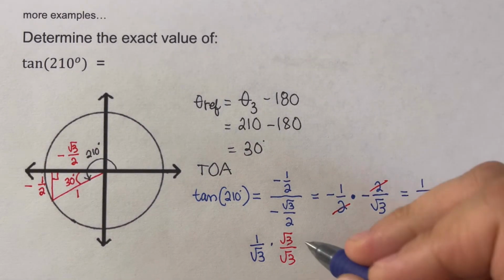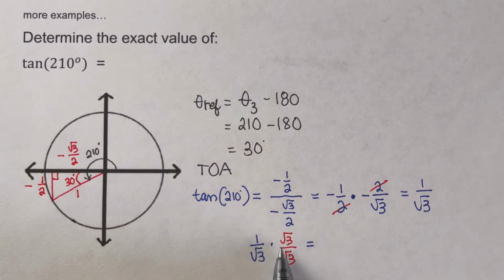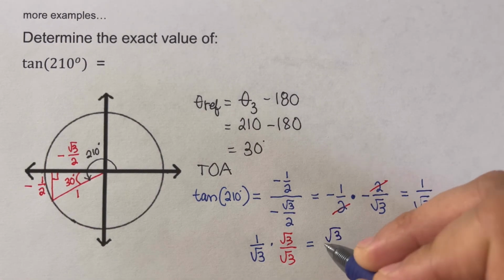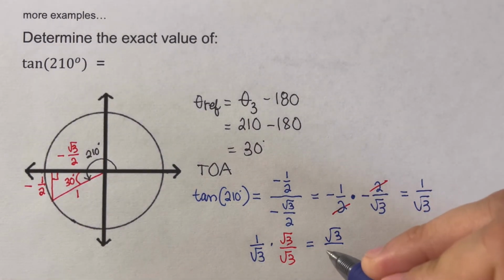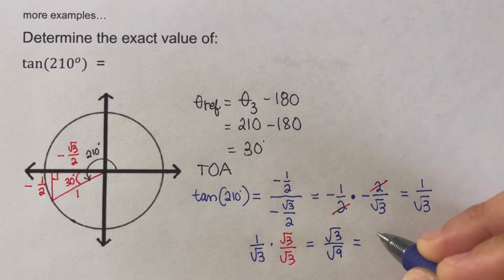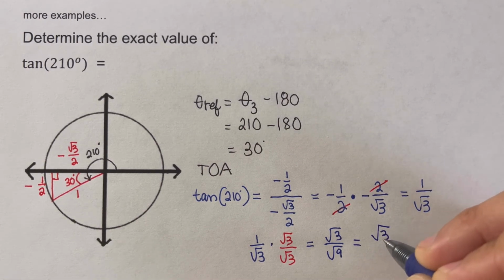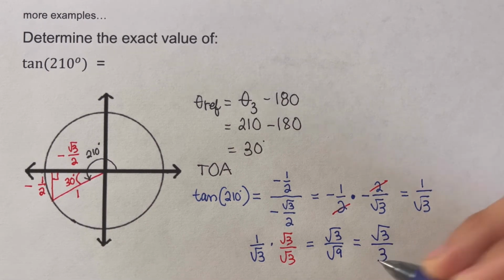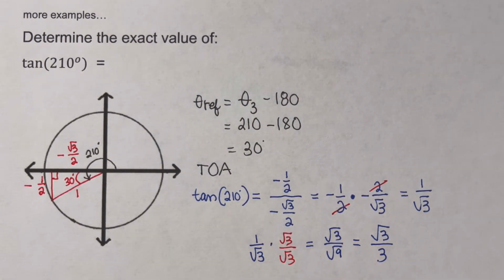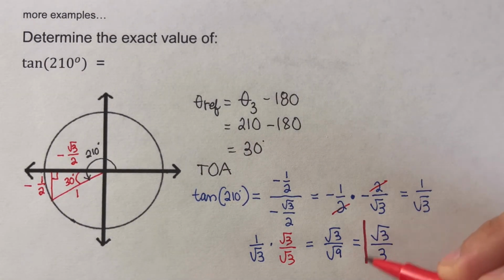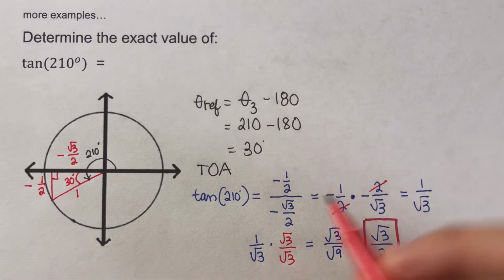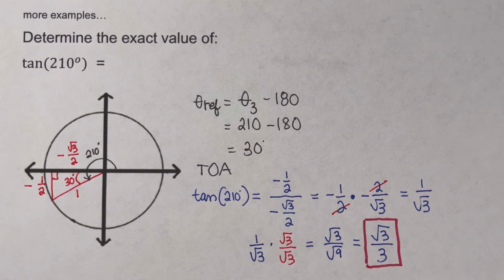And so this would come out 1 times square root of 3 is square root of 3. Square root of 3 times square root of 3 is square root of 9. And square root of 9 is 3. So then that is square root of 3 over 3. And the value here is positive because when we multiply or divide two negatives, the answer would be positive. So this is the exact value for tangent 210.